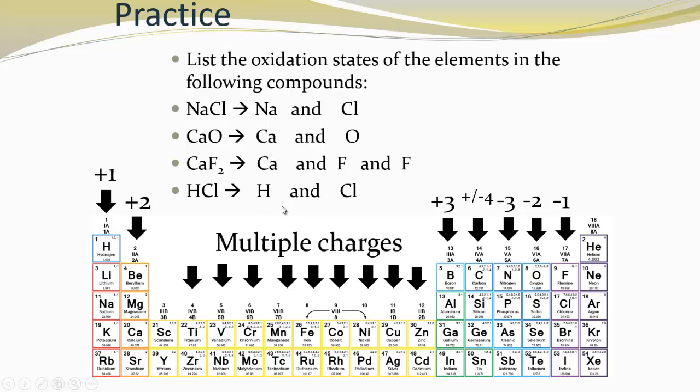And finally, we've got hydrogen, which is +1. It's in group 1. And chlorine again, it's in group 7. So it'll be -1.